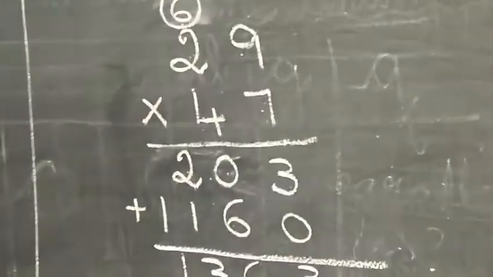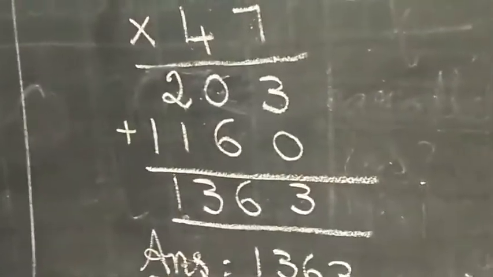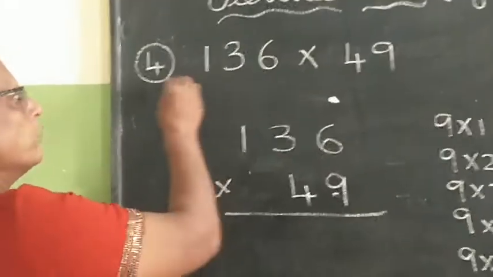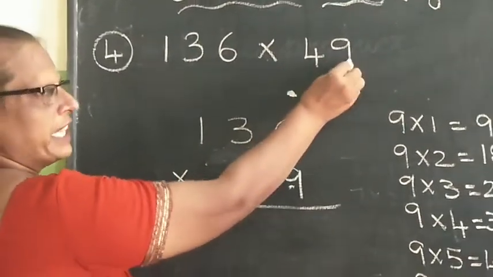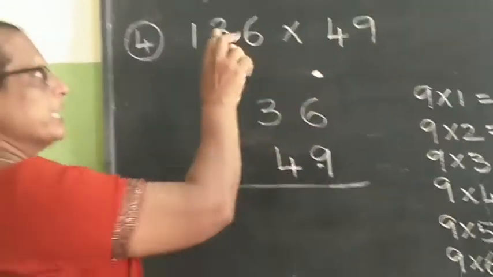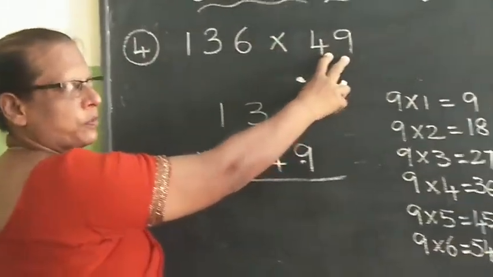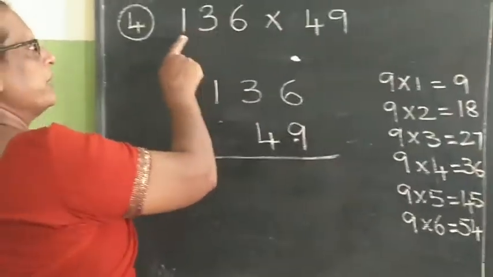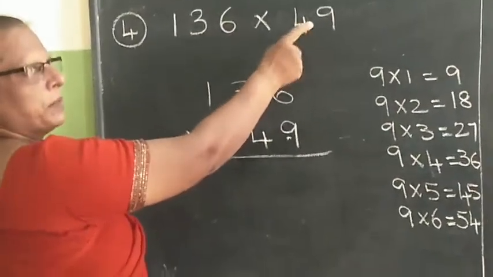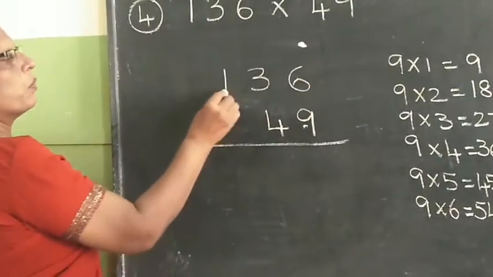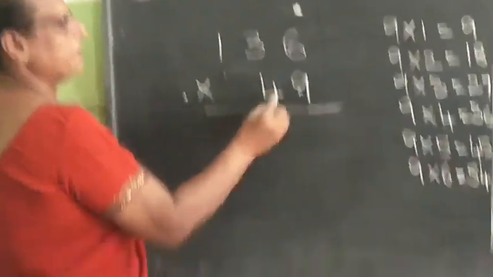Okay, we'll see the fourth sum. Okay children, now we'll see the fourth sum. 136 multiplied by 49. The first 3 sums were 2 digit multiplied by 2 digit. But now here the 3 numbers are 1s, 10s, 100s. 3 digits multiplied by 2 digit. Okay children. So 136 multiplied by 49.